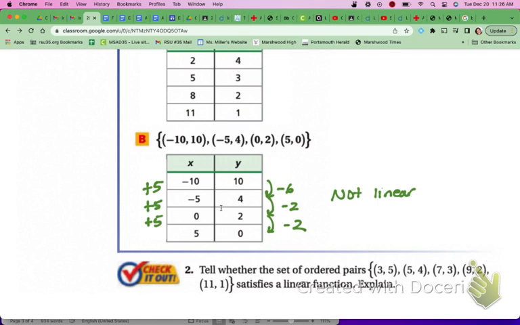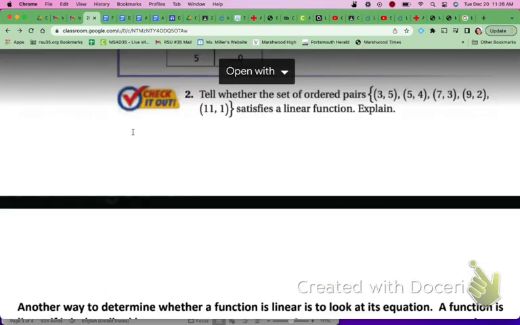Okay? All right, so see if you can do this one on your own. Here it's not in a table of values, so you can either put it into a table of values so you can see it better, or just look at your x's and then look at your y's within the set. So from 3 to 5, we are adding 2, 5 to 7, adding 2, 7 to 9, adding 2, 9 to 11, adding 2, 5 to 4, -1, -1, -1. So yes, it is linear.